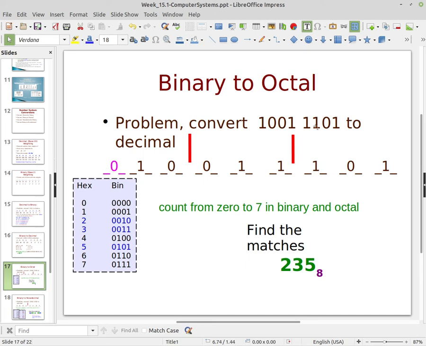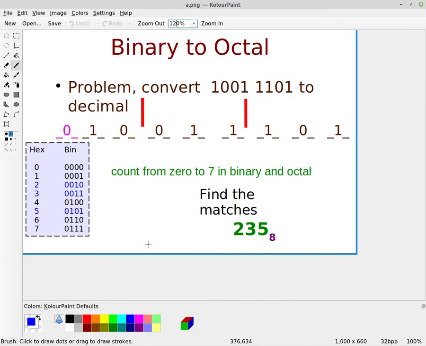So here is a case where I have, I think, the exact same number I had before, and I'm going to convert this into octal. Now this is a byte, right? This is 8 bits, 2 nibbles.